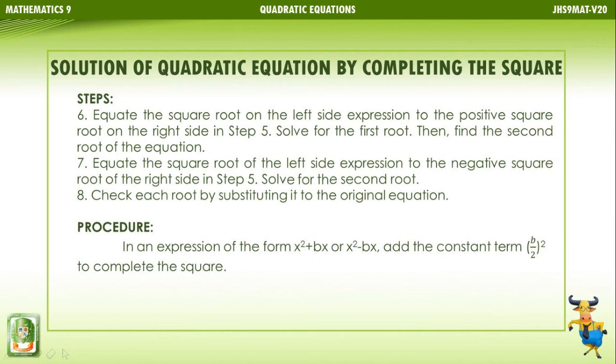Step 8. Check each root by substituting it into the original equation. Procedure. In an expression of the form x squared plus bx or x squared minus bx, add the constant term (b over 2) squared to complete the square.